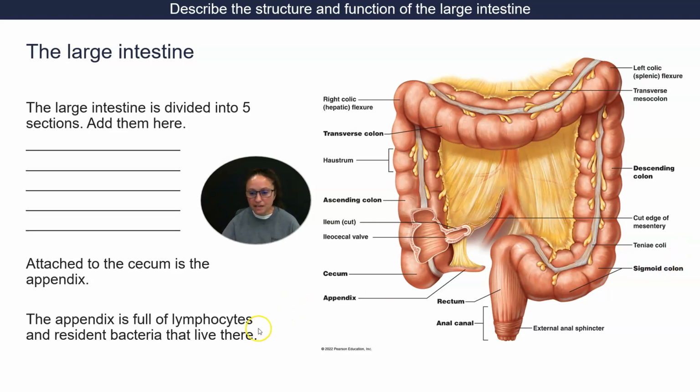Now, the appendix here sits there like a finger sticking out. The appendix is full of bacteria and white blood cells. So when you need the bacteria in your large intestine to be replenished, the bacteria that live in here go in here and recolonize.